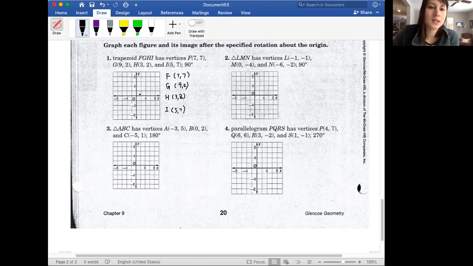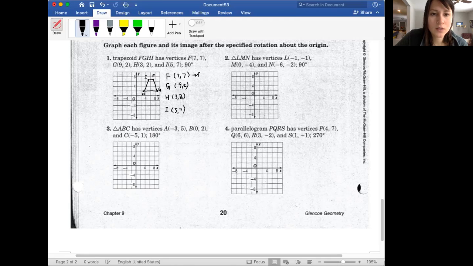So I have a 7, 7. These are counting up by 2. There's my F. G. H. I. Okay, it's a trapezoid, right? I'm going to connect my points. There's my image. Now it's going through a 90-degree rotation.